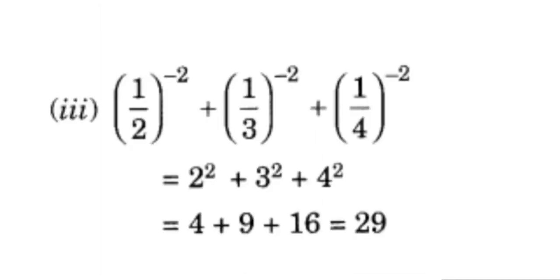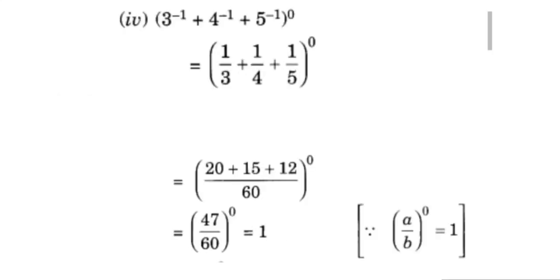Now see third one. 1 upon 2 and the whole power is minus 2 plus 1 upon 3 whole power is minus 2 plus 1 upon 4 whole power is minus 2. So first we will write 2 square plus 3 square plus 4 square. So 2 square is 4 plus 9 plus 16. Answer is 29.